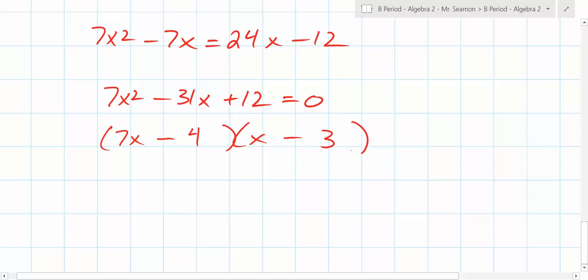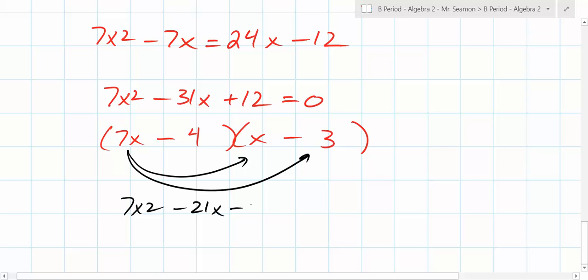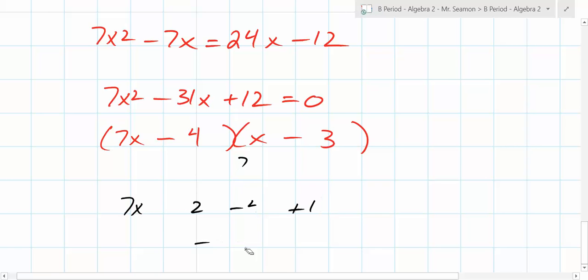He's got it. So if we do this right here, what's 7x times x? Negative what? 21x minus 4x plus 12. Is that correct? Because this right here is negative 25. Is that right? No, but it looks close. So what could we switch? Yeah, you could change this to negative 3 and negative 4.